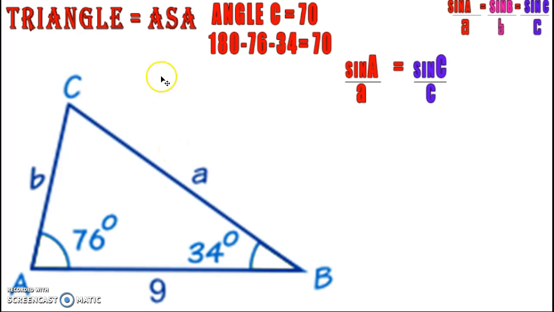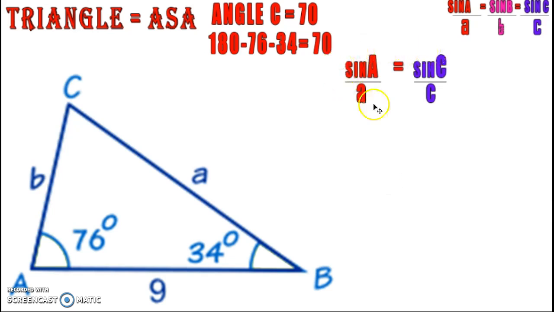Now we're going to be doing condition ASA. So this triangle right here has a condition of ASA. The reason why is because it has an angle right here, a side right here, and an angle right here. So the side is right in the middle. And we know that all triangles are 180 degrees. So since we do not know the angle for C, you can presume that 180 subtracted by 76, which is angle A, subtracted by 34, angle B, equals 70, angle C. So angle C is 70 now.